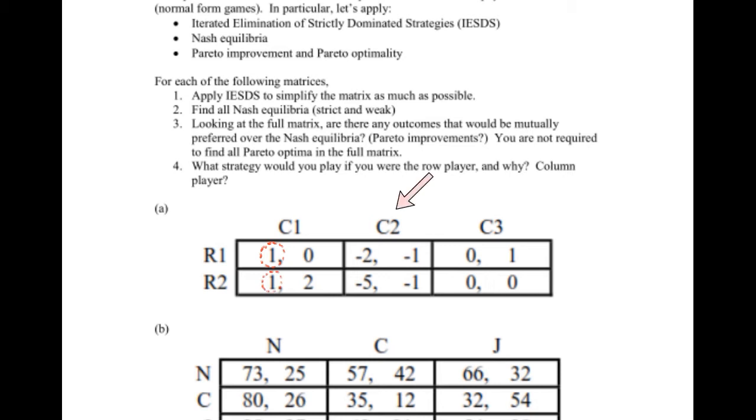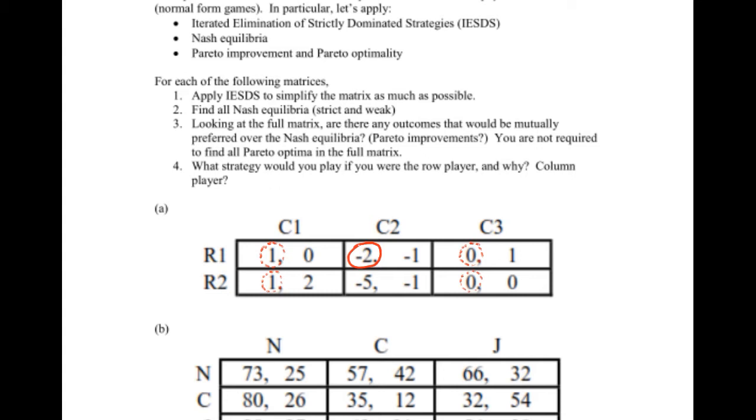Now we look at column 2, and again we look at what's best for the row player. And in this case, -5 is bad. -2 is better than that, so -2 is preferred. This time it's strictly preferred. And if we look at column 3, again we'll see that the row player is indifferent. Each of these is as good as the other, so those are weak preferences. Okay, now we go through the same thing for the column player.